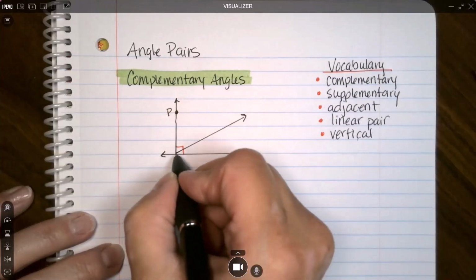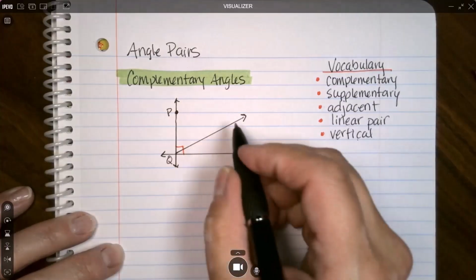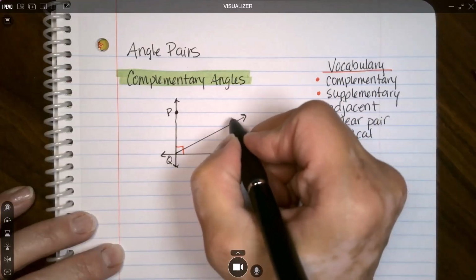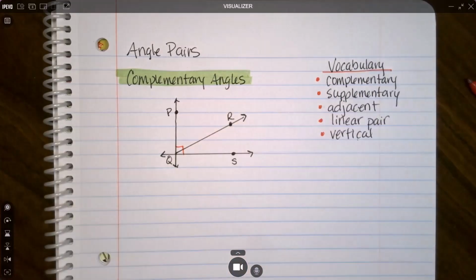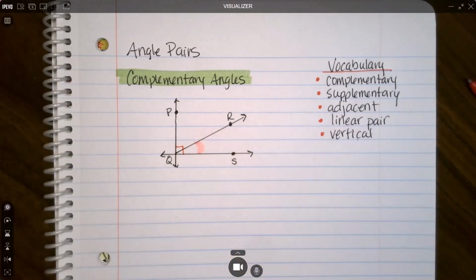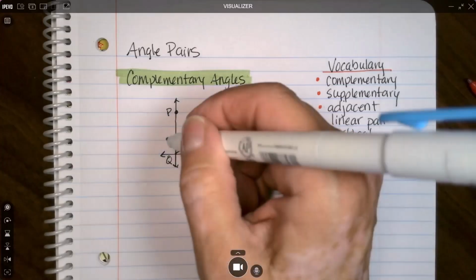P, Q, S, and R. We've got several angles on here that I need to talk about, so I am going to color code. I've got an angle here. I have another angle on this side.